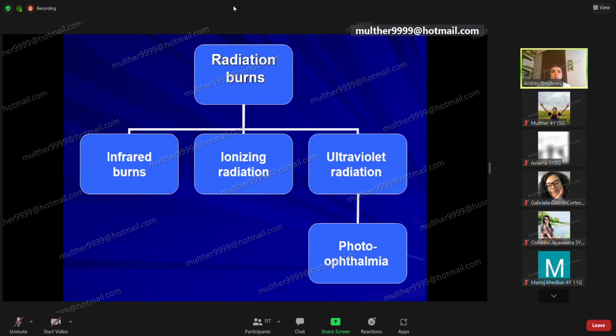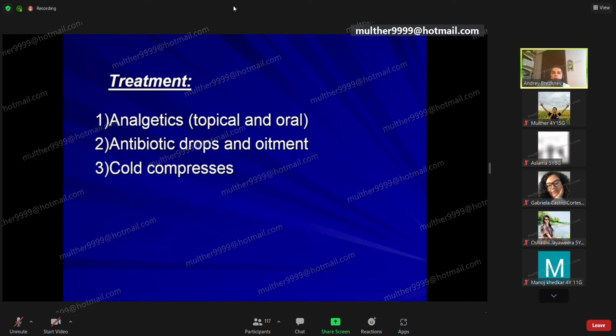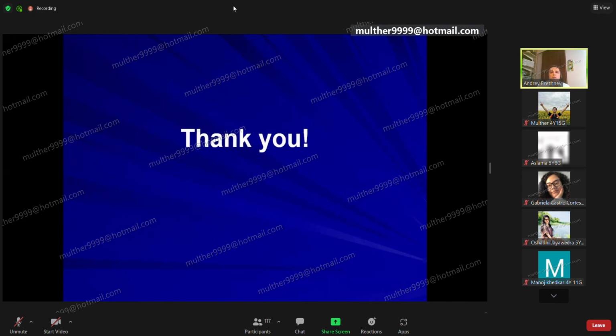Again, prophylaxis: ultraviolet burns may be prevented by use of ordinary crown glasses or regular glass lenses as they absorb the rays. So one more time, clinical features and treatment, which we have already discussed.